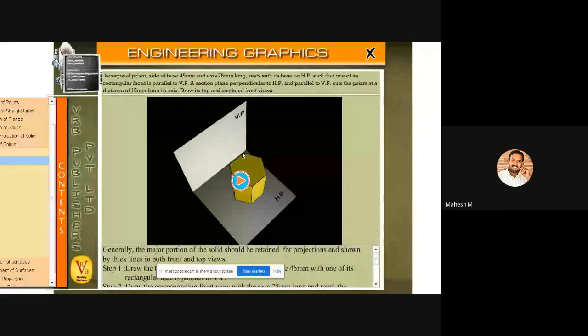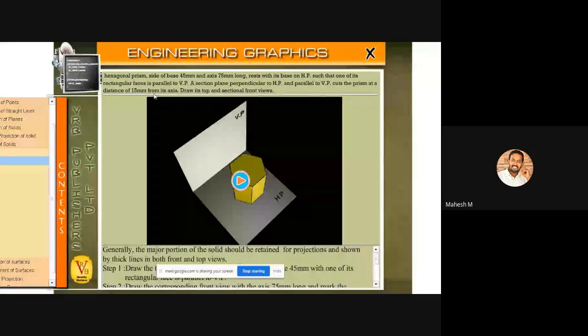This one is VP, this particular surface is VP. So a component edge is parallel to VP, and we have satisfied the condition. After that, a section plane. If you receive a problem like this, then you can fix that this problem belongs to the third unit, section of solids. A section plane perpendicular to HP and parallel to VP cuts the prism at a distance of 15 mm from its axis.